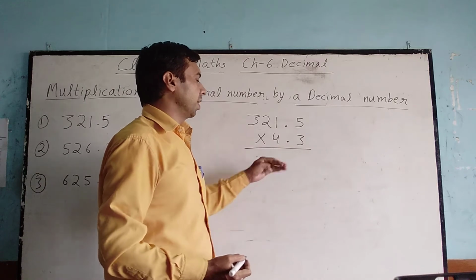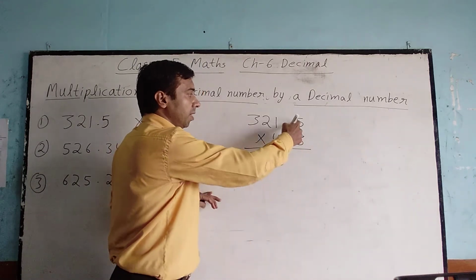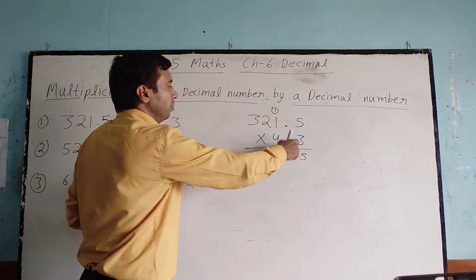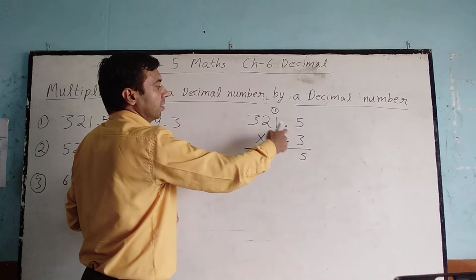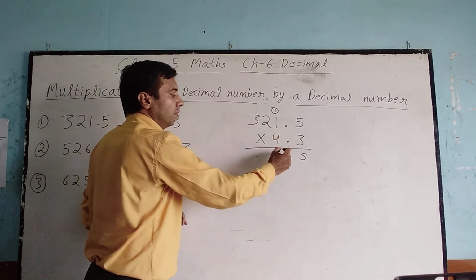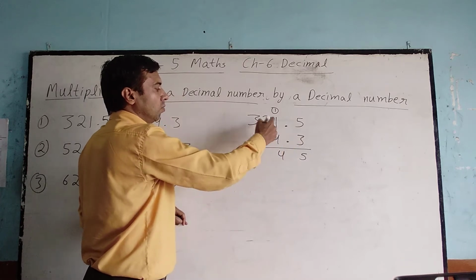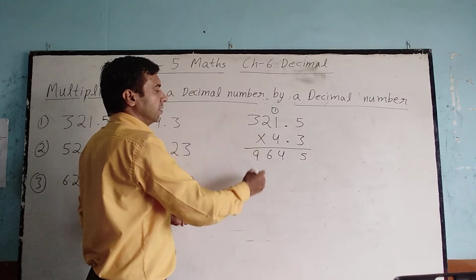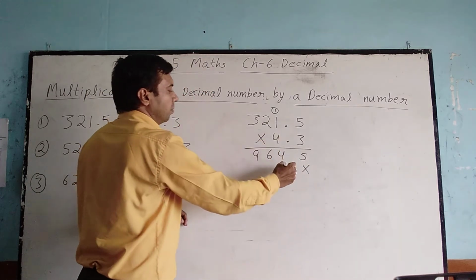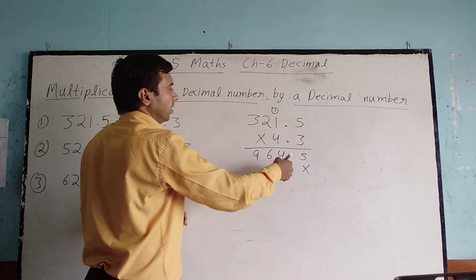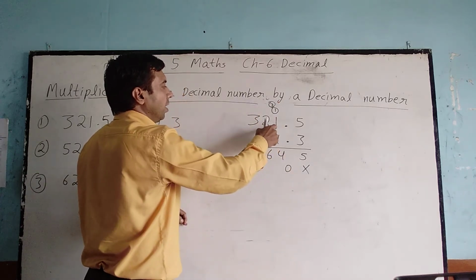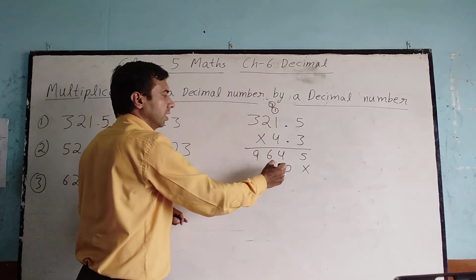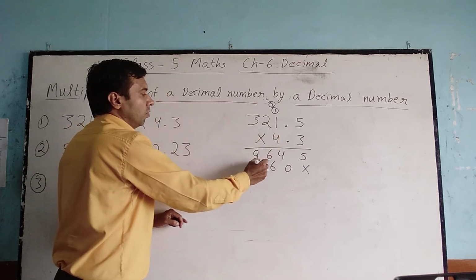Now students, we multiply. 3 multiply 5, 15, write 5 here, 1 carry. 3 multiply 1, 3. 3 multiply 1, 3. 3 plus 1, 4. 3 multiply 2, 6. 3 multiply 3, 9. Cross here. 4 multiply 5, 20, write 2 here. 4 multiply 1, 4. 4 multiply 1, 4. 4 plus 2, 6. 4 multiply 2, 8.